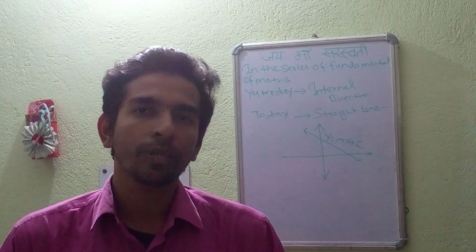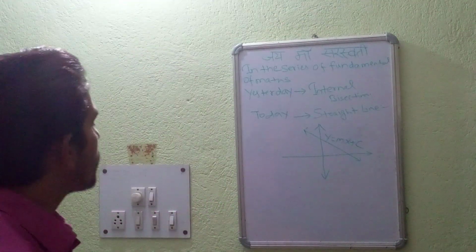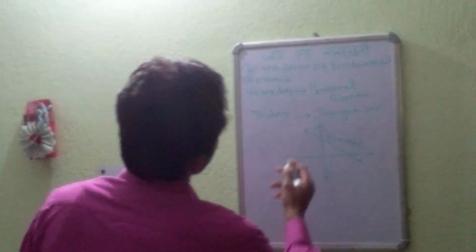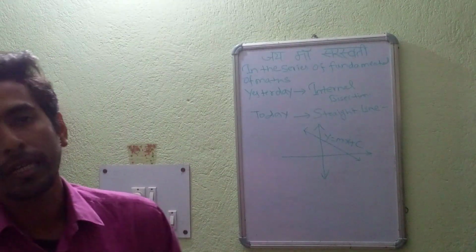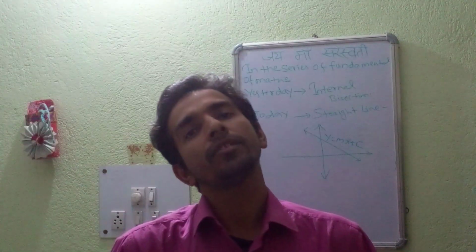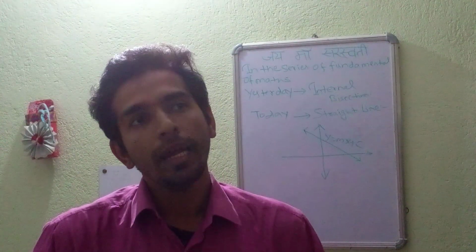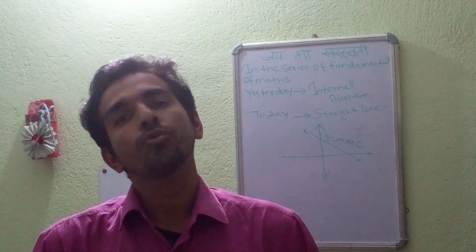There are vivid types of equations. We will discuss them slowly, and first and foremost we will discuss the equation of the straight line. As we have already studied, the famous equation of the straight line is y equals mx plus c. In this, c is the intercept on the y-axis and m is the slope of the line.